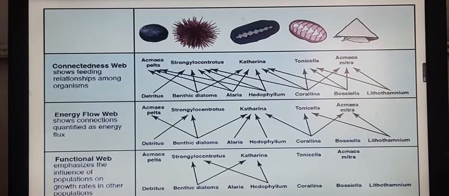So this diagram is showing the different 3 types of food webs. Connectedness food web shows feeding relationship among organisms. Energy flow web shows connections quantified as energy flow. Functional web emphasizes influence of population on growth rates in other population. Means the function of the organisms is affecting the growth of other organisms in the population. So this food web shows that.